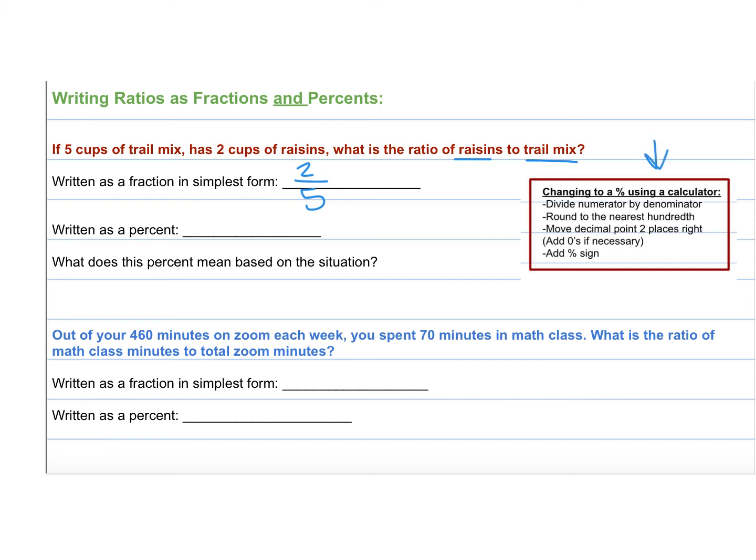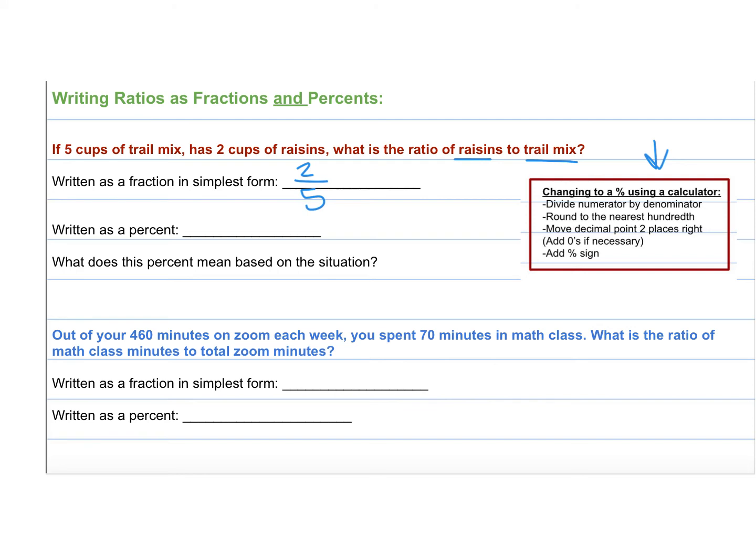Here, let's write down these steps. This is how we change a fraction to a percent using a calculator. Divide numerator by denominator. So on my calculator, I'm going to go 2 divided by 5 equals, round to the nearest hundredth.